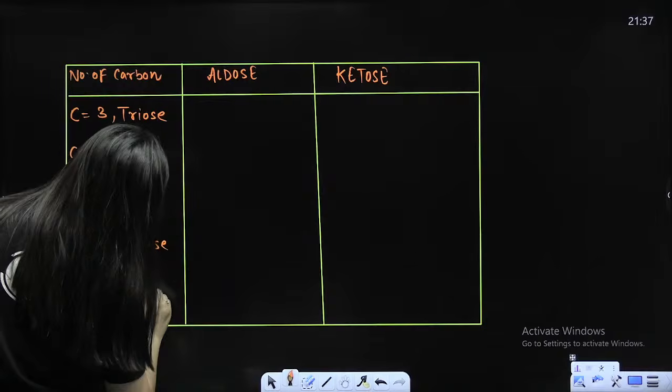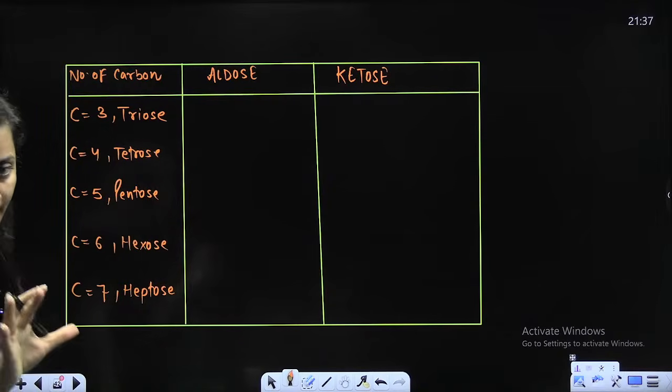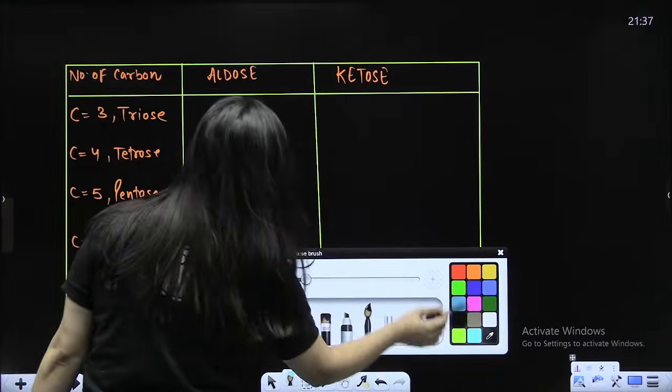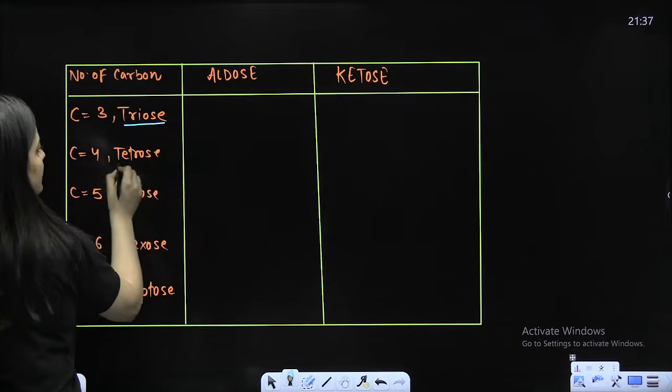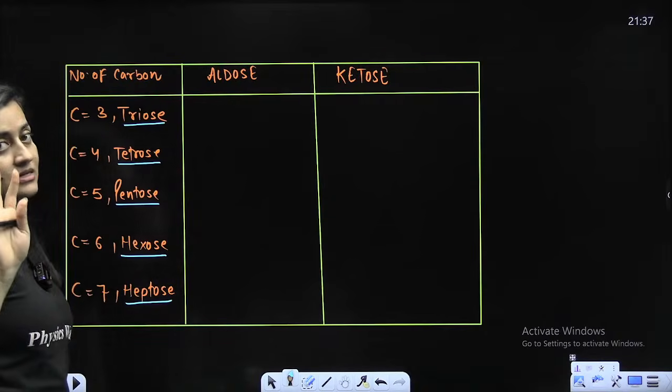Am I clear? Please pay attention. Hello, wake up. Am I clear? So triose means 3 carbons are there, tetrose means 4 carbons, pentose 5, hexose 6, and heptose means 7 carbons are there.